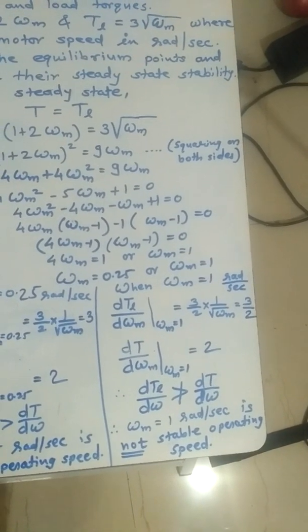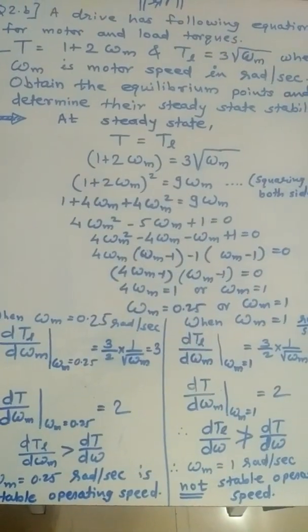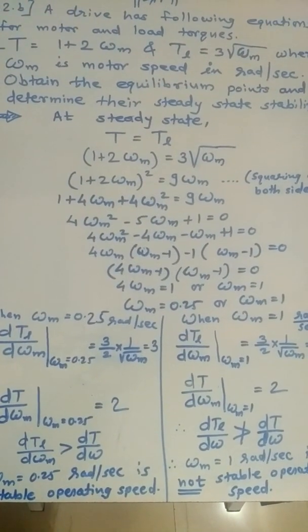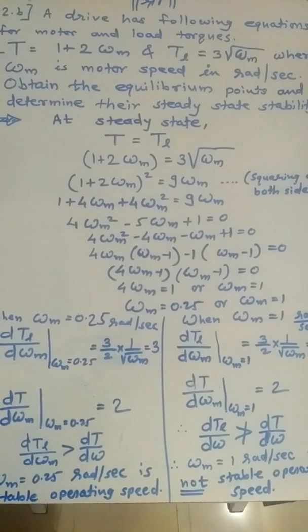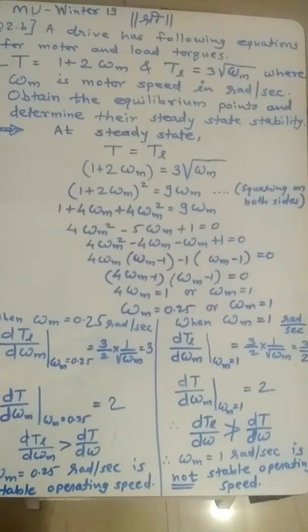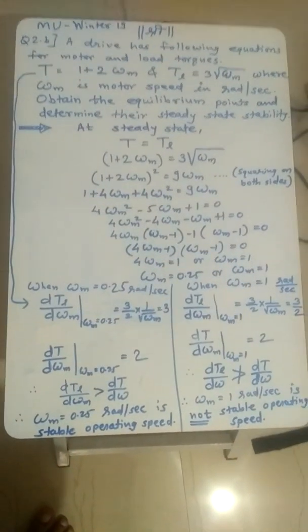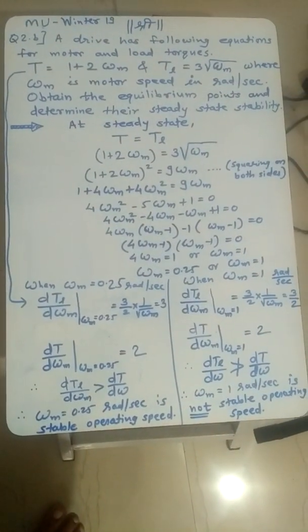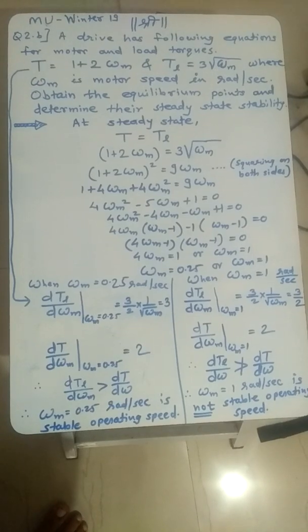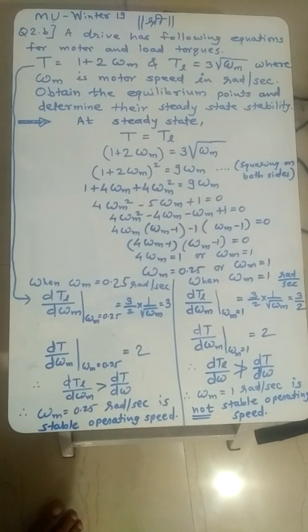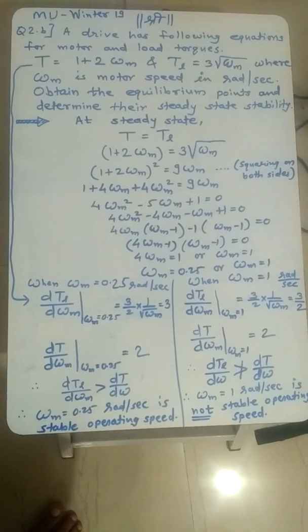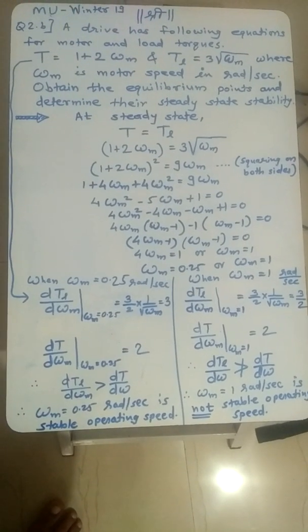So, in the problem, it is asked to obtain the equilibrium points. Now, in order to answer this problem, students should finally write that equilibrium points are omega m is equal to 0.25 and 1 radian per second. But the steady state stability holds true only when omega m is equal to 0.25 radians per second.